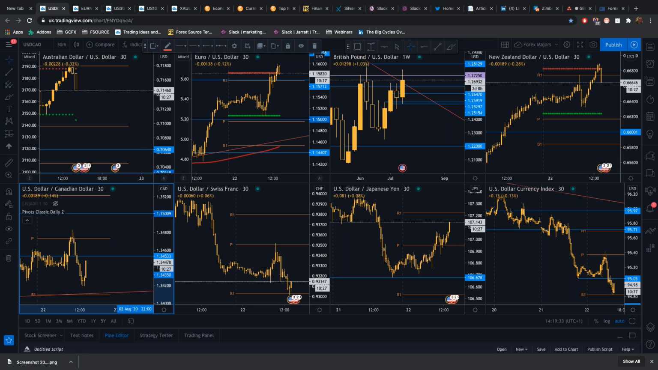Don't forget to look out for gold and silver markets. Keep a close eye on those markets at the moment, and obviously watch out for that risk tone today as well.